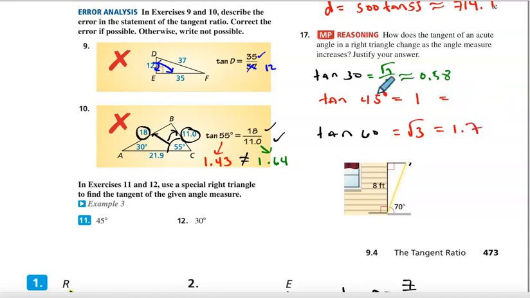So at 45, it's going to be 1. As the angle decreases and gets closer to 0, you're getting closer to 0, and as the angle increases, getting closer to the 90, the tangent gets larger.